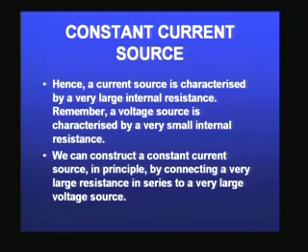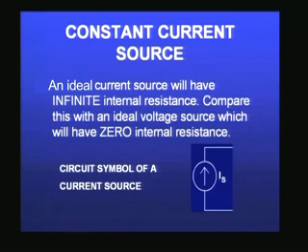So, let us go with this background, and I also show you on the screen that an ideal current source will have infinite internal resistance, and we have to compare this with an ideal voltage source which will have 0 internal resistance. The circuit symbol of a current source is shown here, which is just a circle with an arrow inside. The arrow direction shows whether it is a source or a sink. The I_S here is I means current, S means source. So, I_S is a current source, and the arrow indicates that it is a current source.